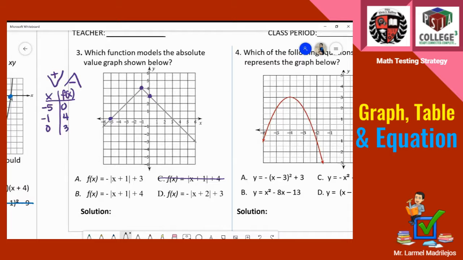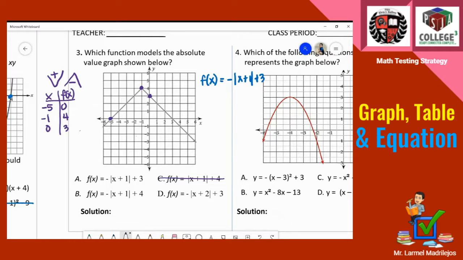I'm going to use the first equation here, which is A. You know what? It's hard to see. Let's write it here. Letter A: f(x) = −|x + 1| + 3.